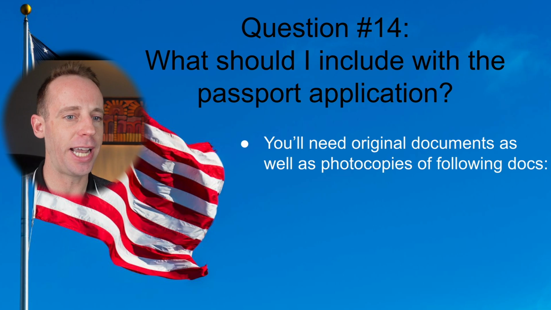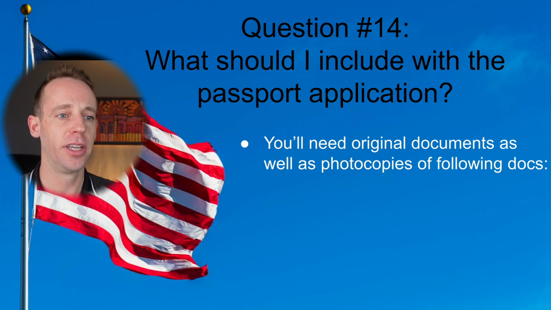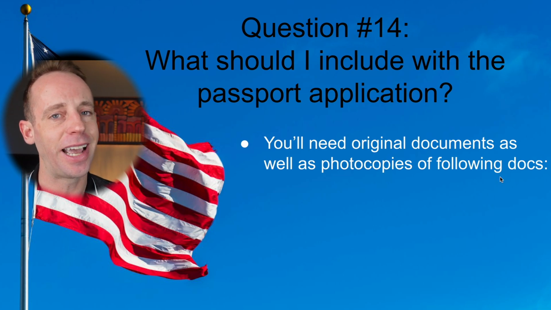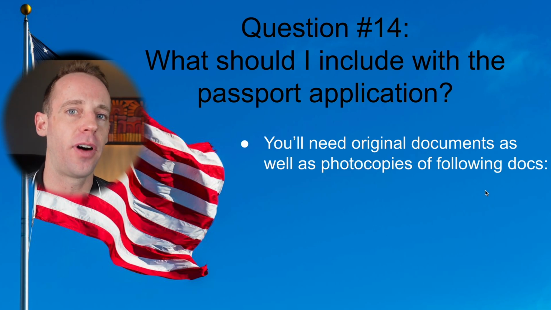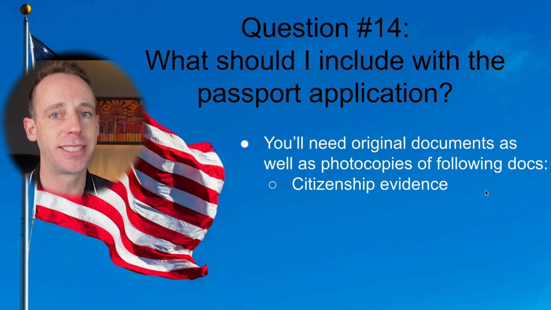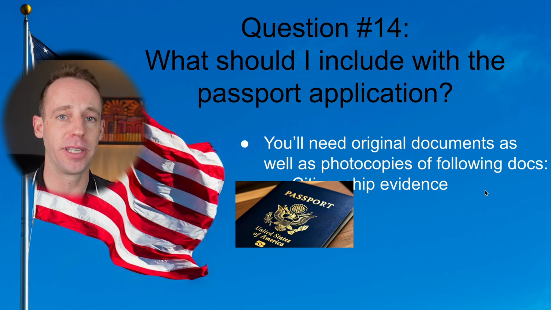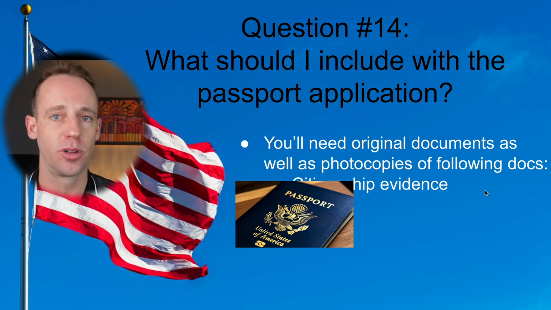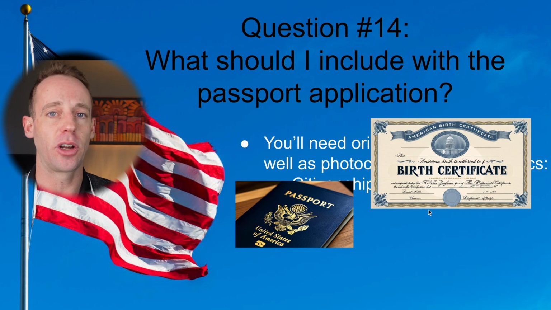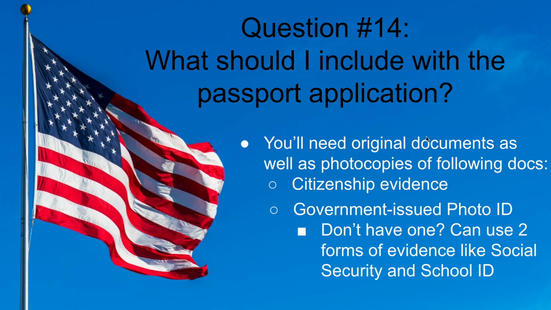So let's move on to question number 14 now, which is, what should I include with the passport application? Well, there's actually a lot of things that you should include with it. So you'll need the original documents as well as the photocopies of the following documents. For example, you will need citizenship evidence. So that could be like a passport, for example. That would prove that you're a US citizen. It could also be your birth certificate. If you don't have that type of citizenship evidence, you can use government-issued photo IDs. Now, you're going to use two forms of evidence in that case, like a social security card and a school ID, for example.